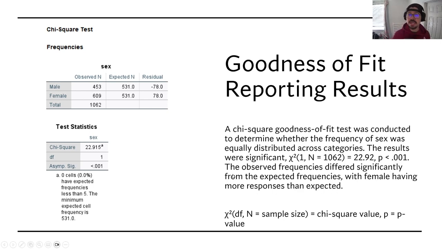As the statement that wraps up what it is that you're studying: the observed frequencies differed significantly from the expected frequencies, with females having more responses than expected. And so that's it for your goodness of fit test. That is your one-way chi-square.